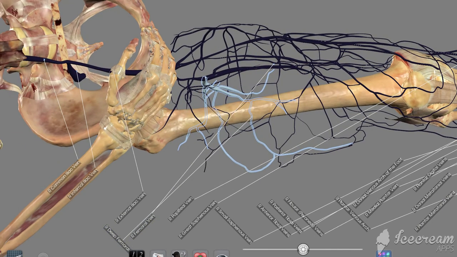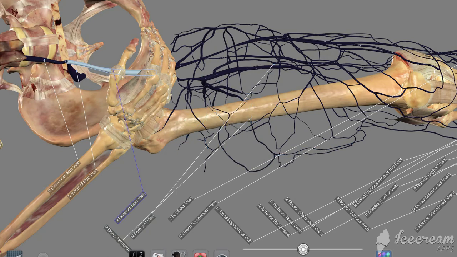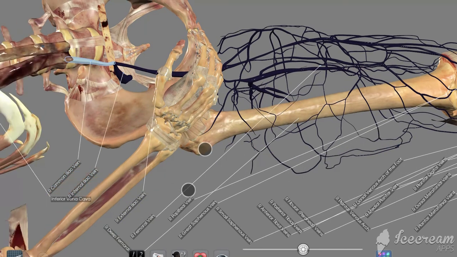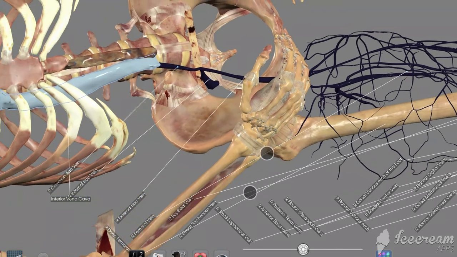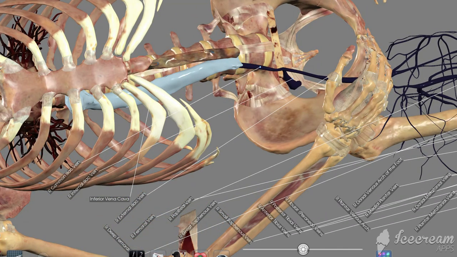And again, those right there are going to run up to the external iliac, up to the common iliac, and from there up to the inferior vena cava, and right on back to the right side of the heart.